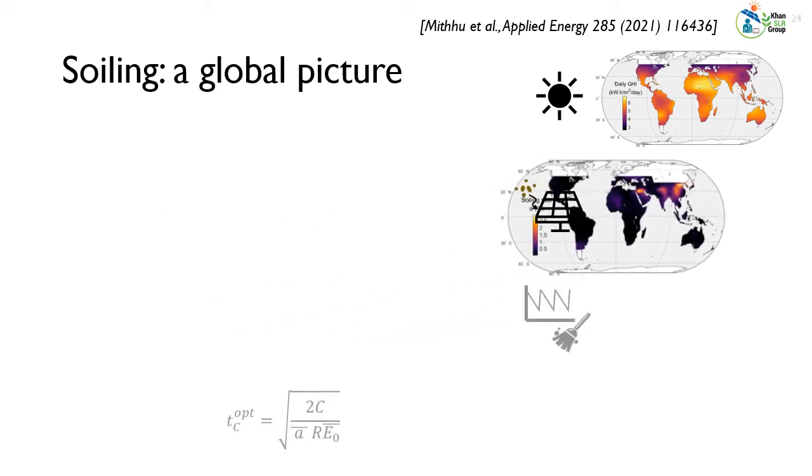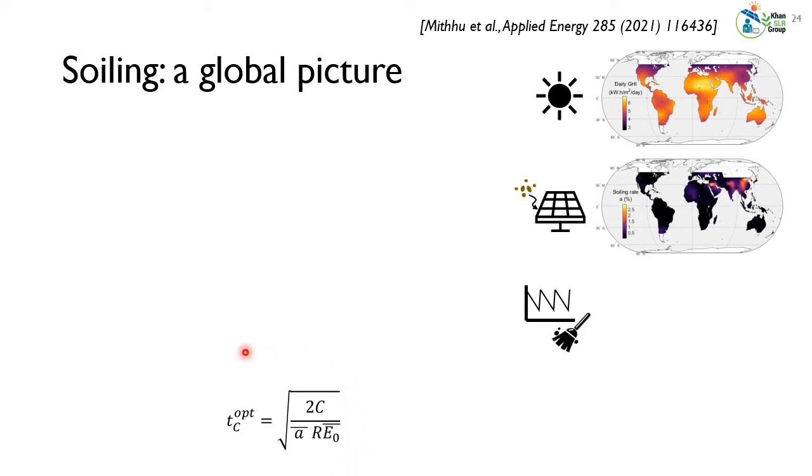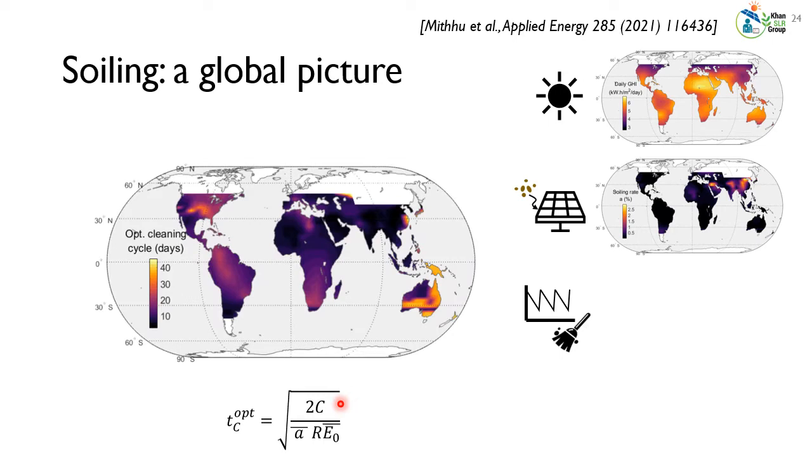Now based on these two information, we can use this simple formula to find out what is the optimum cleaning cycle. So it depends on the cleaning cost, soiling rate, tariff rate, and the output, which depends on the GHI. So here's the optimum cleaning cycle. The dark parts are the bad ones, or the bad situations where you have to clean the panels maybe 5 to 6 days. There are locations where you can wait a month before you can clean.